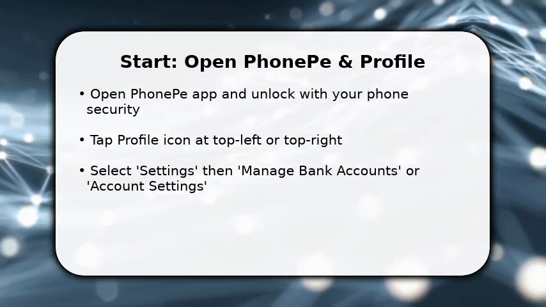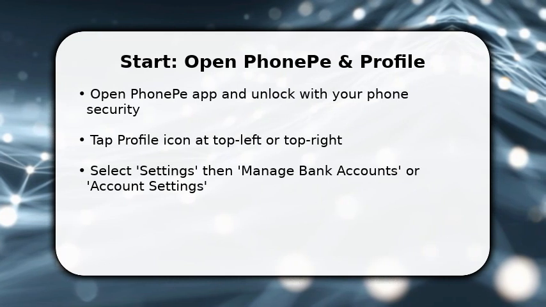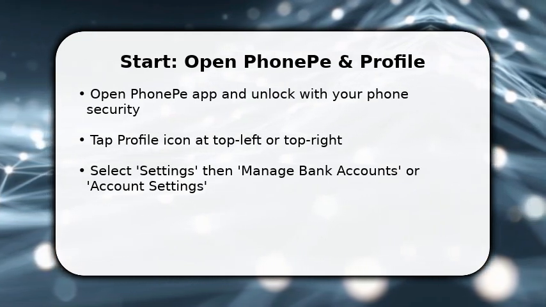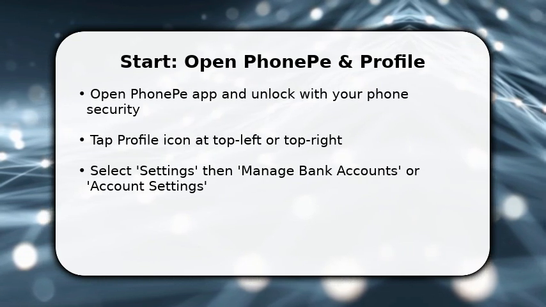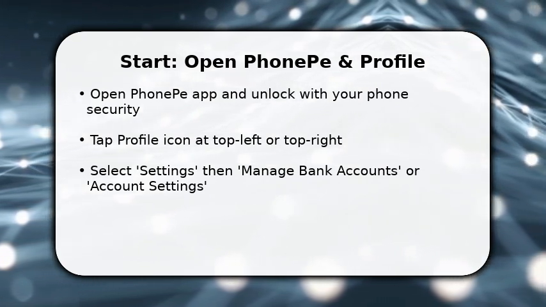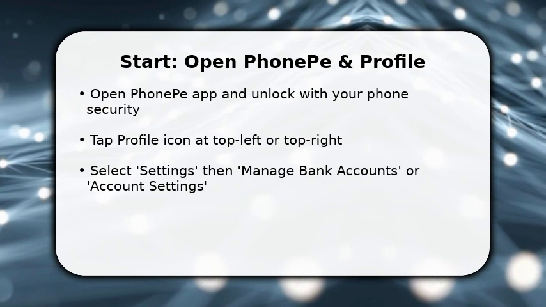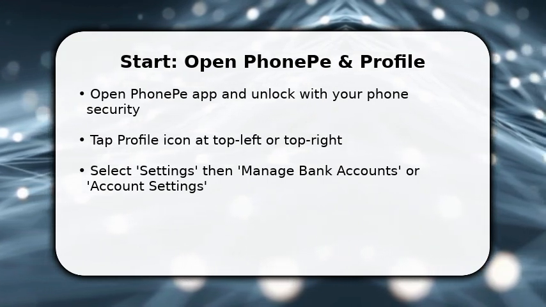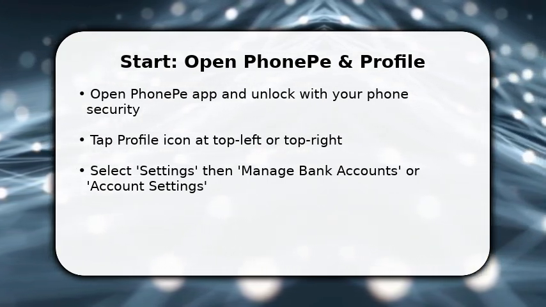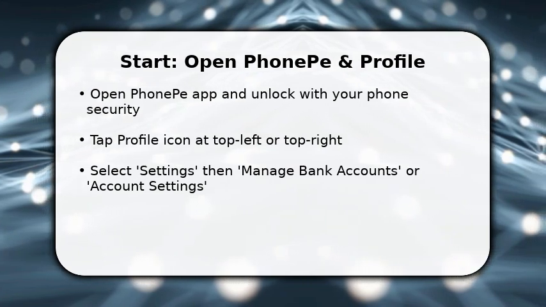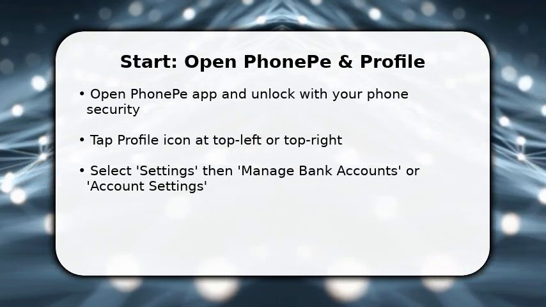Make sure your device has mobile network or Wi-Fi because SMS verification will follow. If prompted, allow PhonePe to access SMS and contacts so the app can detect verification OTPs. This reduces manual typing. Now you're ready to add or change the phone number associated with your account.